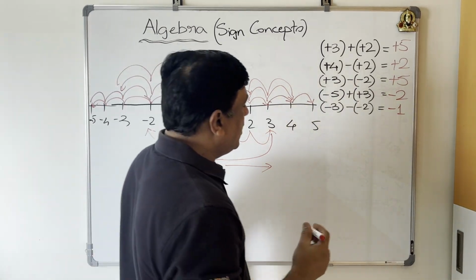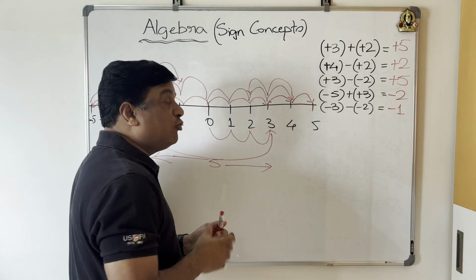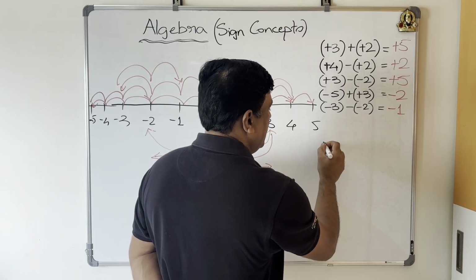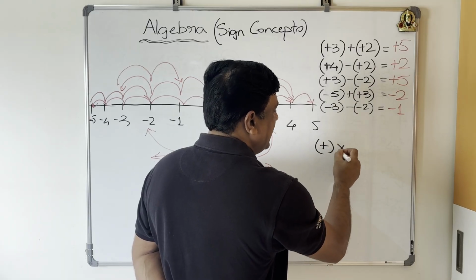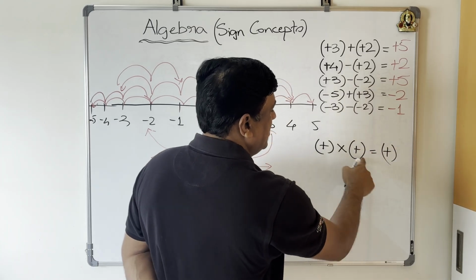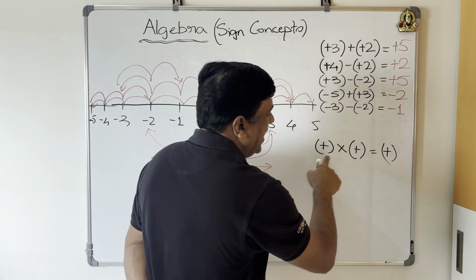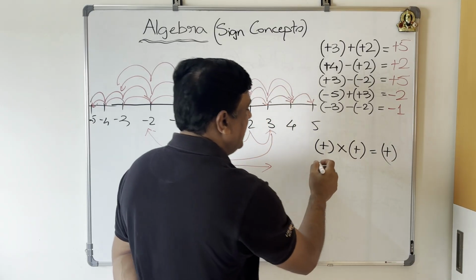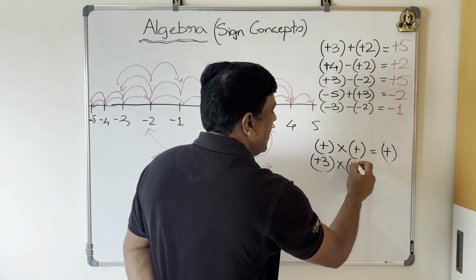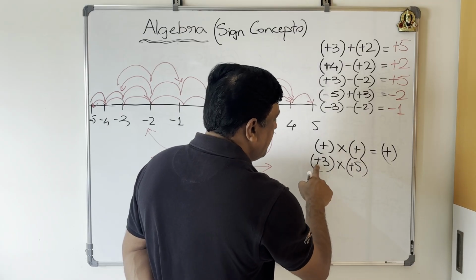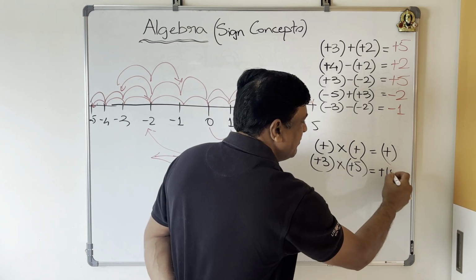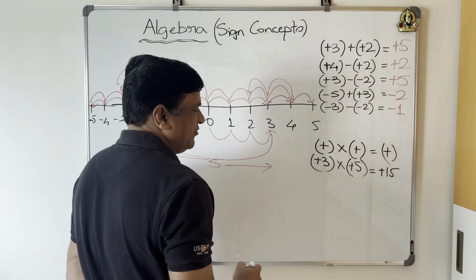Now, when we talk about multiplication of 2 signs, the basic rule you need to follow is this. Whenever you have a positive times positive, it is always a positive. For example, plus 3 into plus 5. Plus into plus will give me plus sign, 3 into 5 will give me 15. Remember this one always, okay?